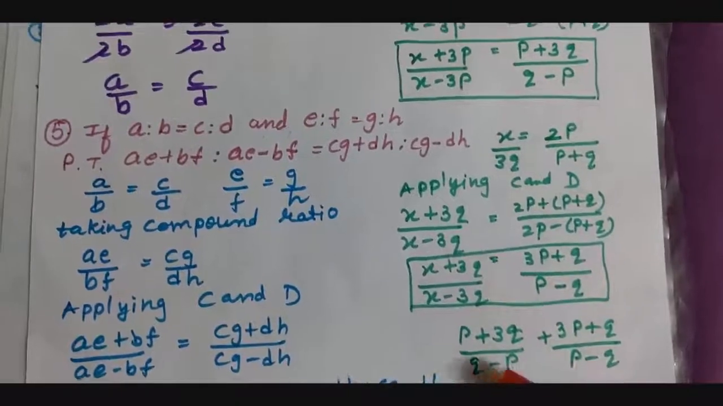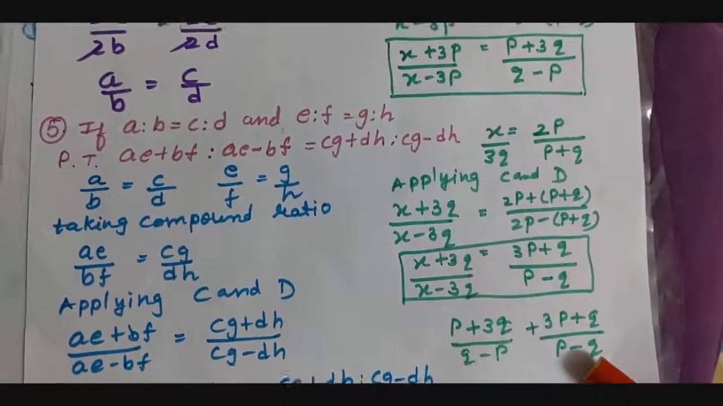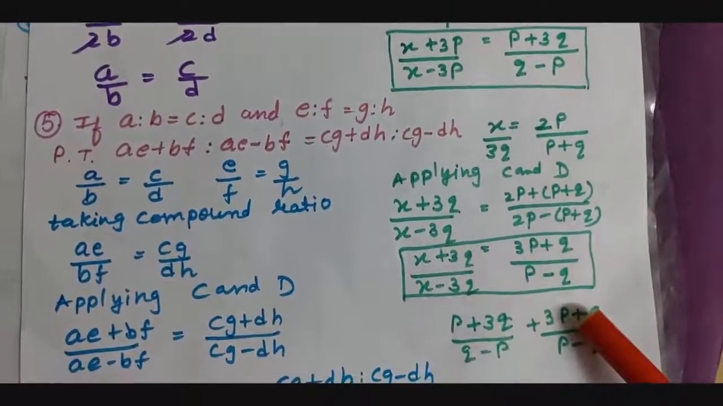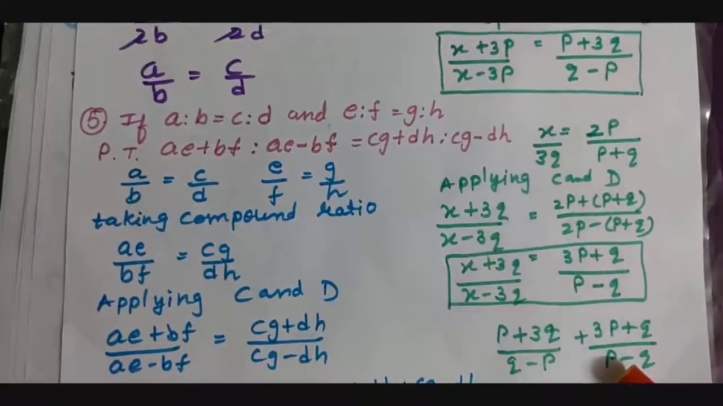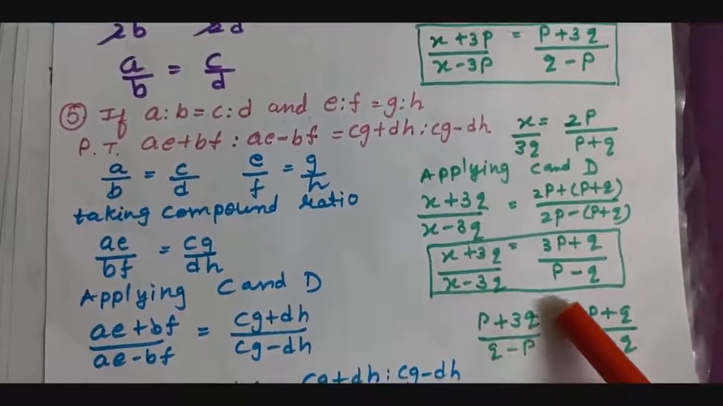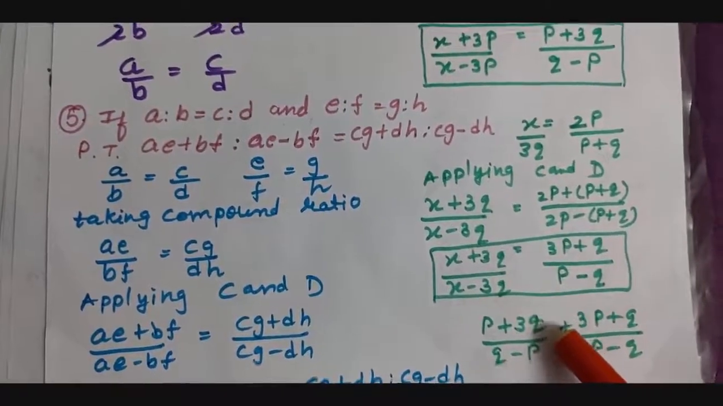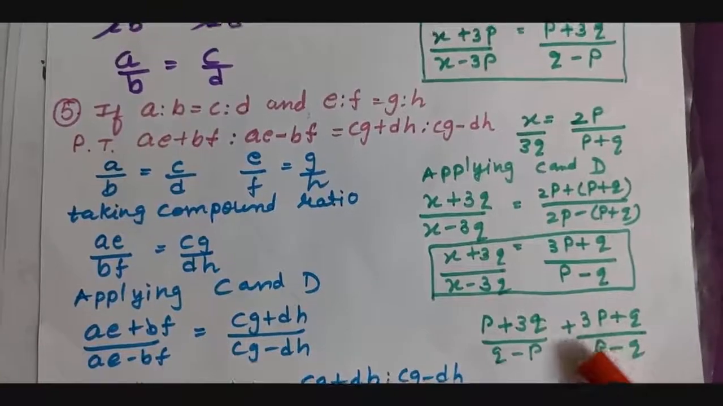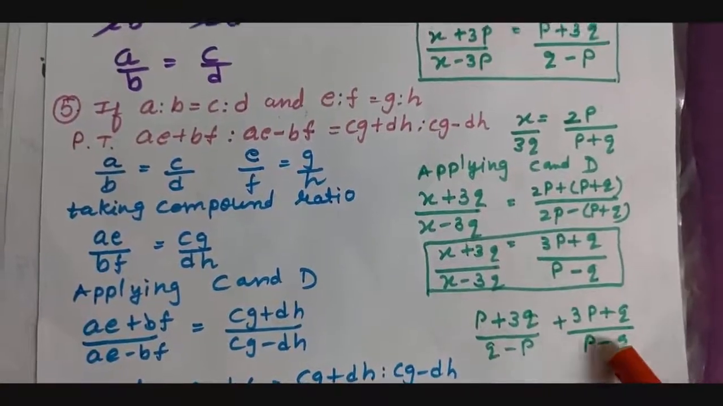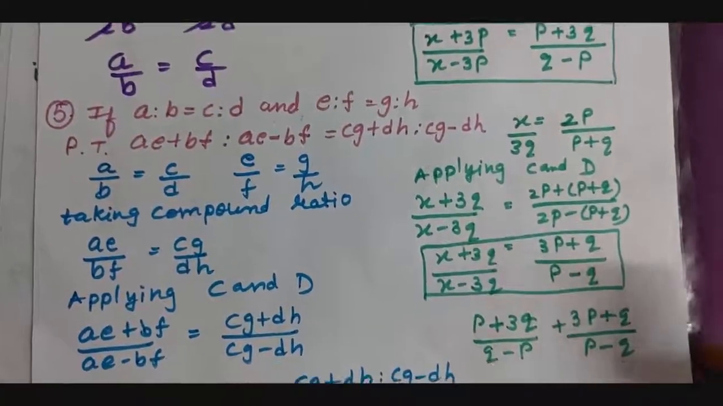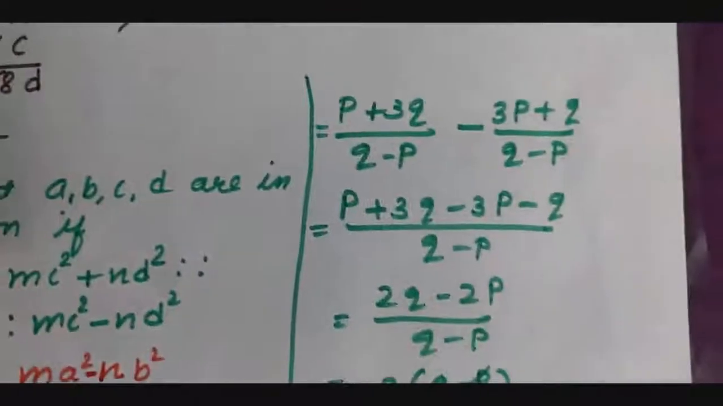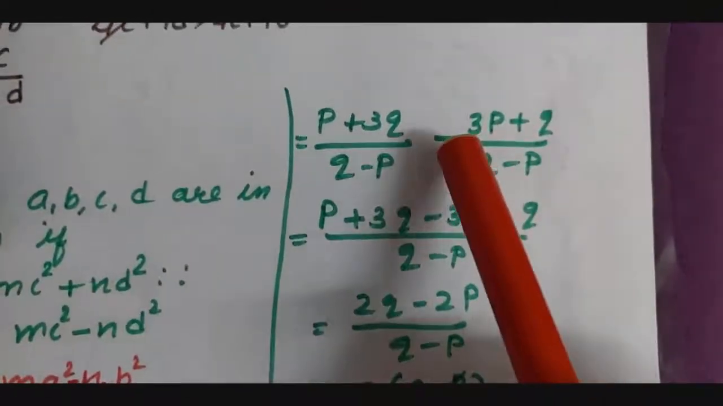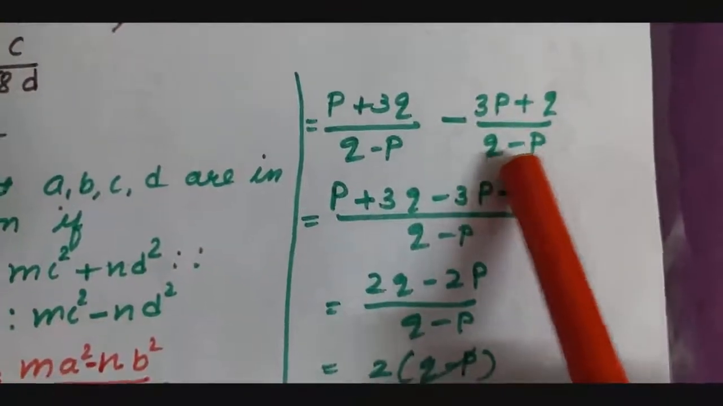Now here the denominators are different, so we cannot add the numerators. So first thing, I will make the denominators equal by changing the sign. If I put a negative sign here, then I can change the denominator here as q minus p. So you see here, I have changed the sign and changed the denominator.